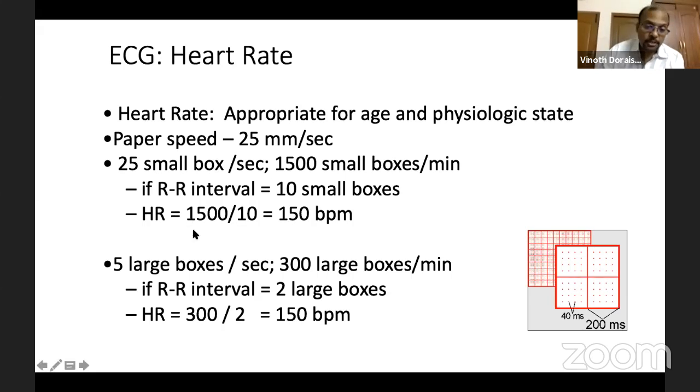Then you have the large box method. Just like 25 small boxes make 1 second, we know that 5 small boxes make 1 large box. So which means 5 large boxes make 1 second. So 1 minute will be 5 into 60, which will be 300 large boxes per minute.